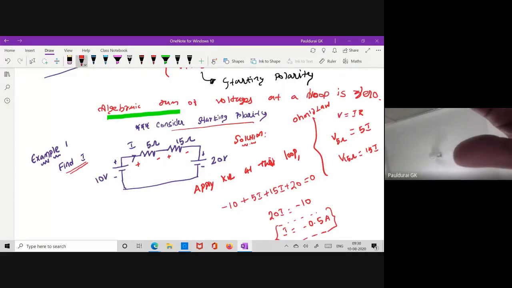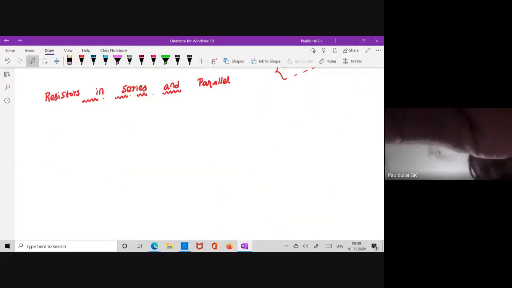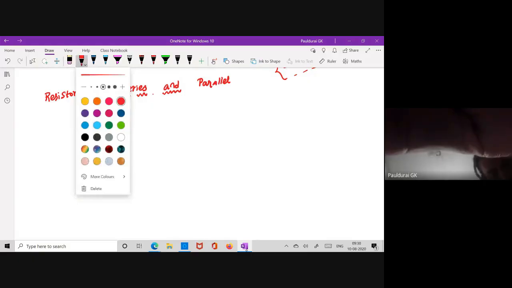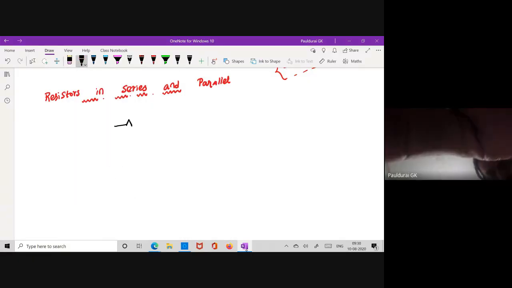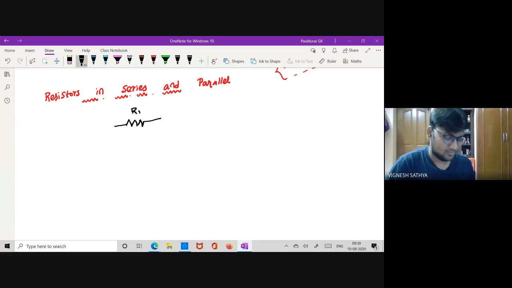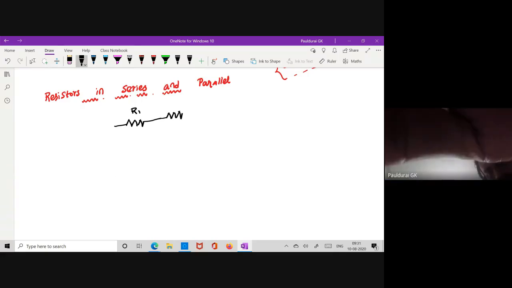Okay, golden rule for KVL, golden rule to develop KVL. Similarly, what is series connection, what is parallel connection? I will give you two circuits, let me know. Are you with me? Yes, sir. Okay, I take two resistors, namely this is R1 and this is R2.